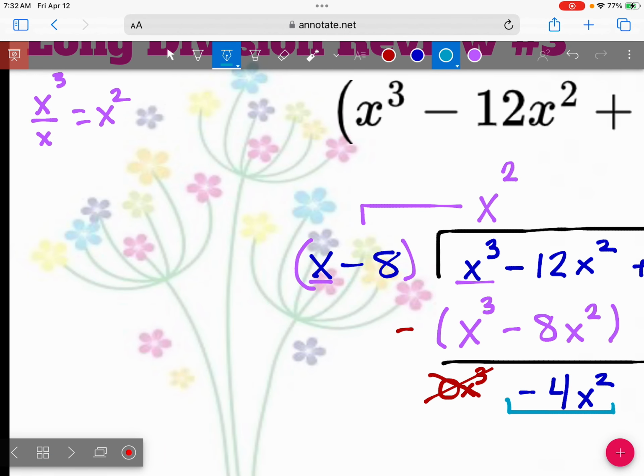All right, so we're going to start that whole process over, but now I'm using my first term in my divisor and my first term down here. So just like I did over here, we have minus 4x squared divided by x. What do we get when we divide minus 4x squared by x?